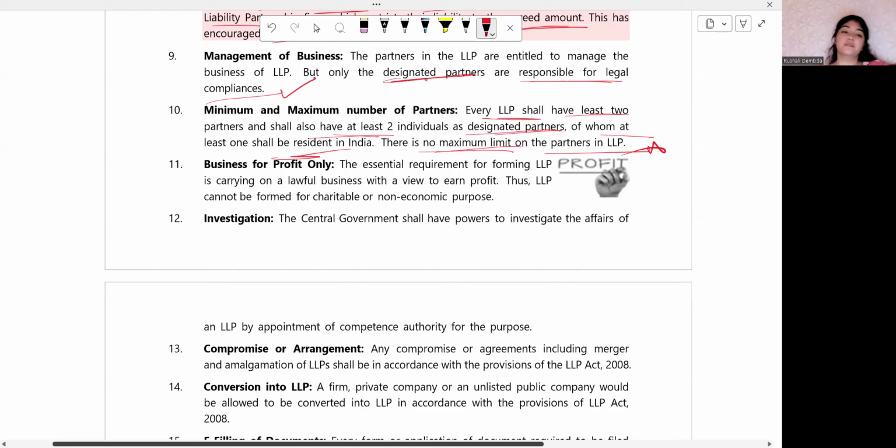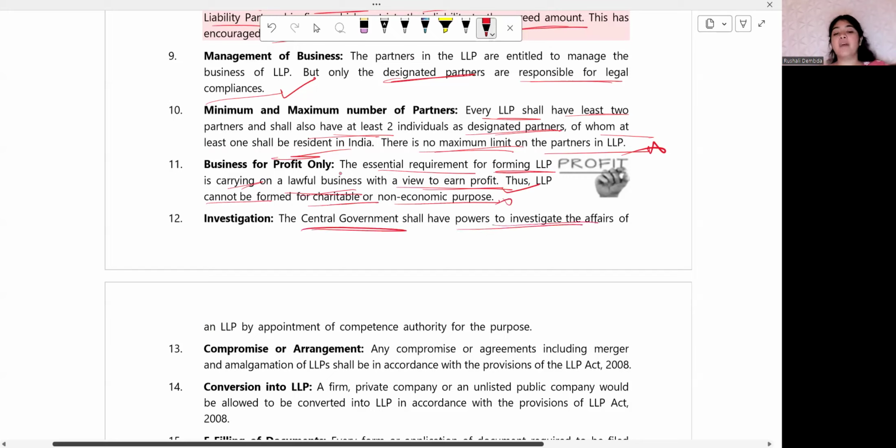Yes, ma'am. Business for profit only. An essential requirement of forming an LLP is carrying on a lawful business with a view to earn profit. An LLP cannot be formed for charitable or economic purpose. You can't form it for charitable or economic purpose.